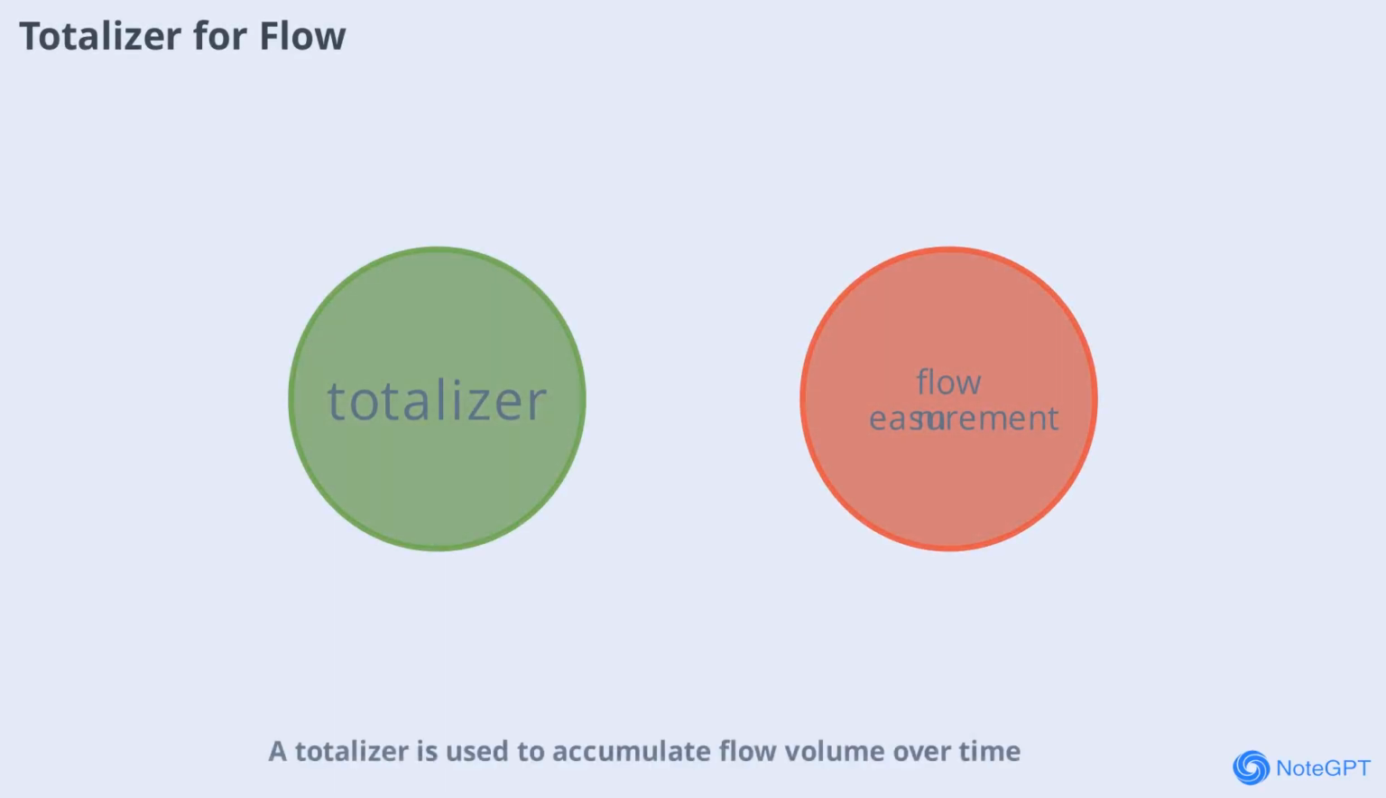A totalizer is used to accumulate flow volume over time, converting instantaneous flow rates into cumulative totals. This is especially useful for tracking production or consumption in process plants.